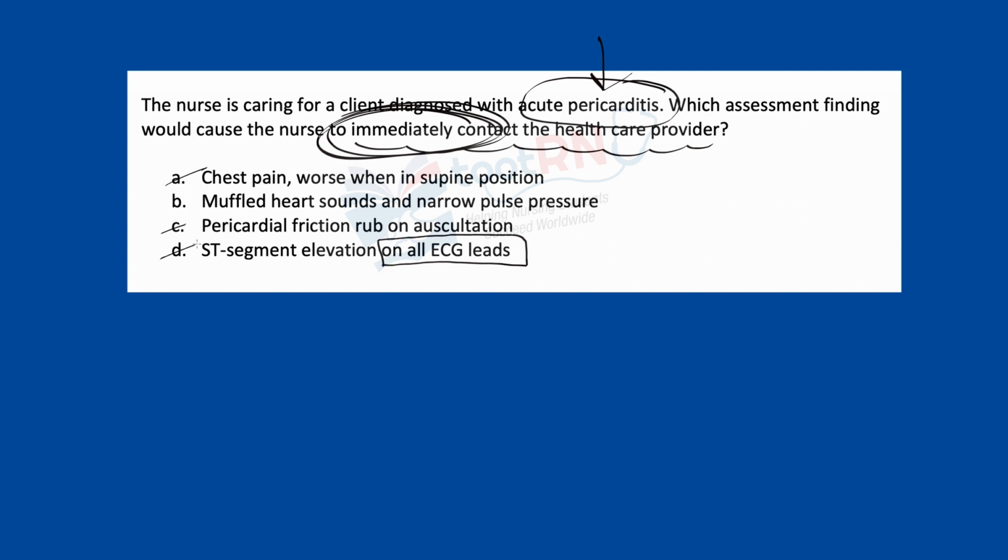So if I wasn't careful here, I might miss that and think, oh, ST segment elevation, heart attack, that's a priority, but not on all ECG leads. That's not the correlation there.